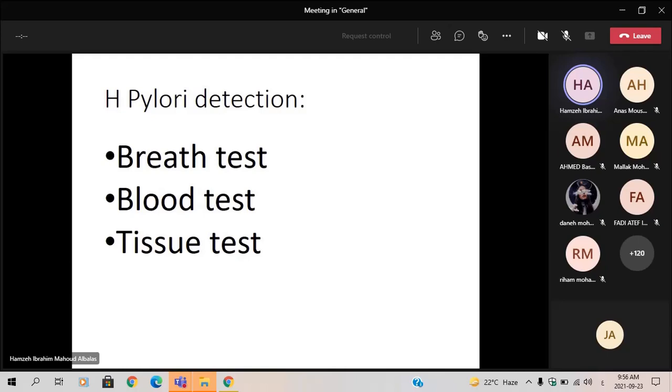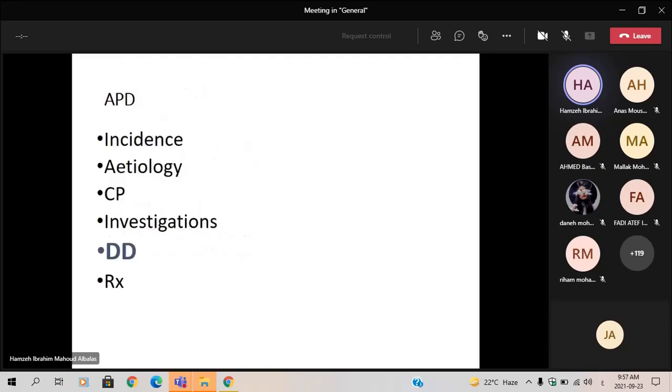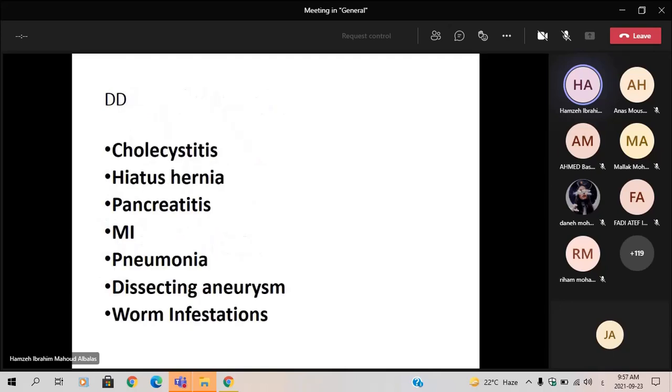To rule out H. pylori, for detection and treatment, we can use a breath test, blood test, and tissue test. We prefer also stool antigen to detect H. pylori, and the breath test to confirm treatment of H. pylori. Also in differential diagnosis, this is most important. In a patient presenting with epigastric pain, we have to rule out cholecystitis, as we mentioned previously, hiatal hernia, pancreatitis, MI, pneumonia, dissecting aneurysm, or Wilms tumor.